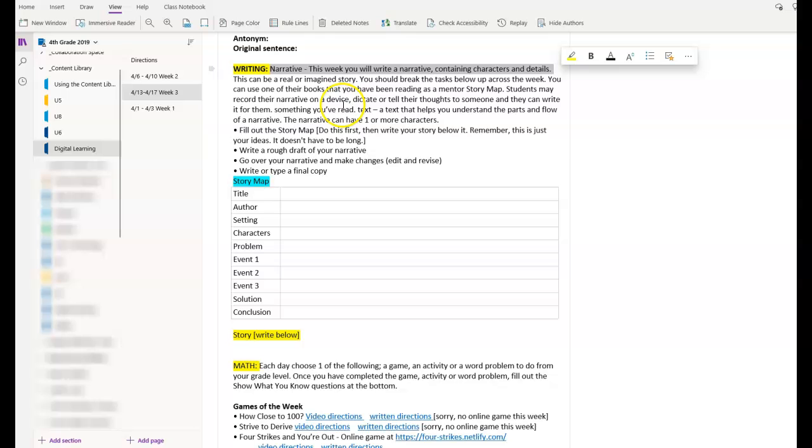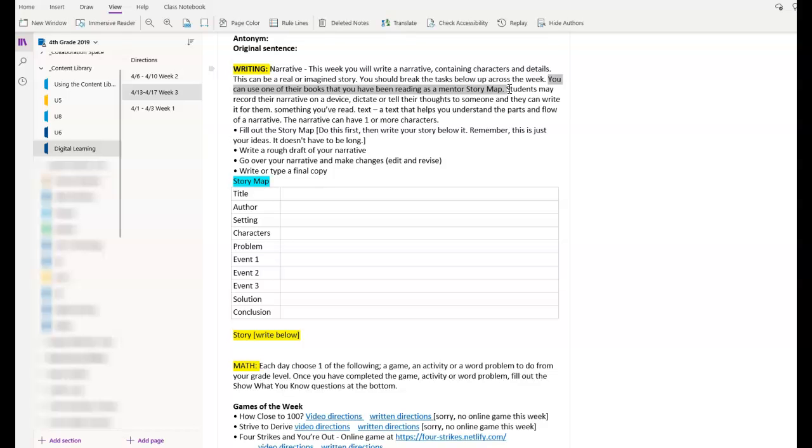You could use one of the books that you've been reading as a mentor story map. So, if you're stuck on how do I write a narrative, think of a book you've been reading. If you've been reading Harry Potter, think about how the book is structured. Who are the characters? Who are the settings? What's the problem? What's that first thing that happens? How does the author use their words, their sentences? Students may record their narration on a device, dictate, or tell their thoughts to someone they can write it for them.